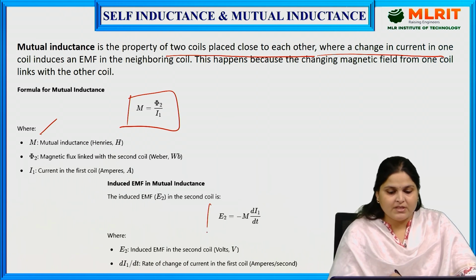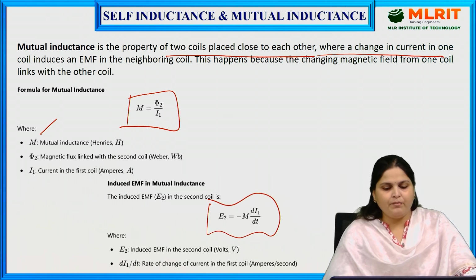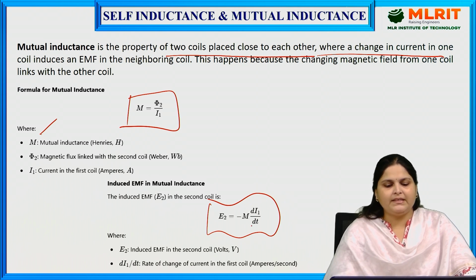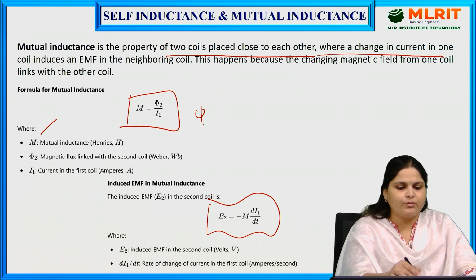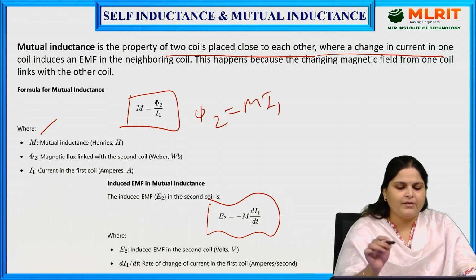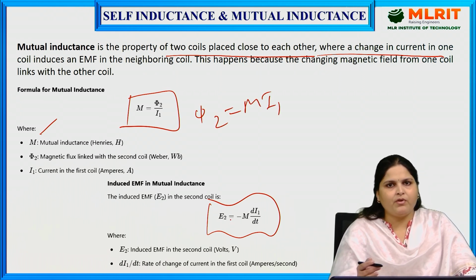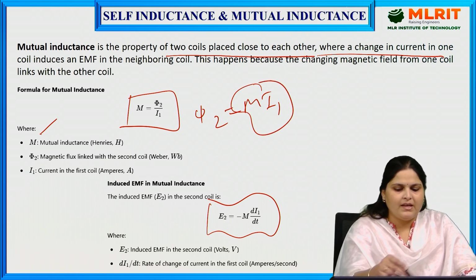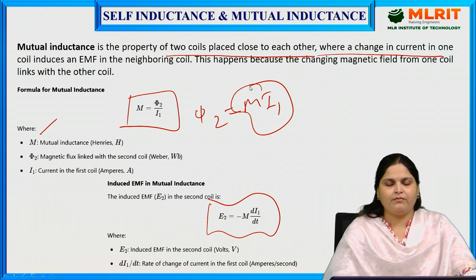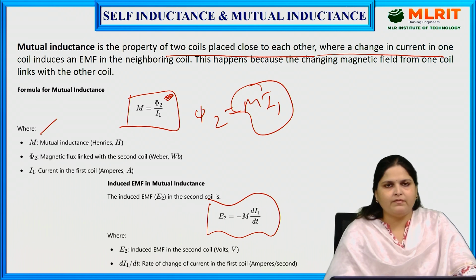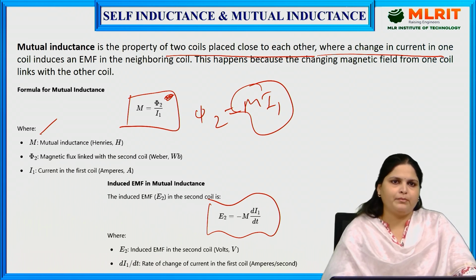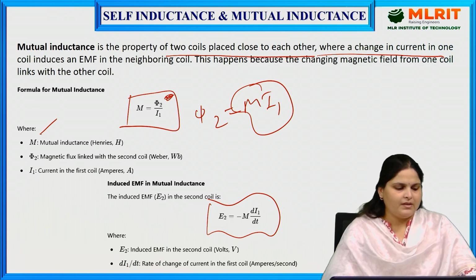And that induced EMF is given by minus M di by dt. How is it coming? Phi 2 equals M I1. So again, the induced EMF formula is the same, minus N d phi by dt, but here in place of phi, we are writing M I1. So the formula becomes E2 equals minus M di1 by dt, which is nothing but phi 2. And then if we consider, it will be the number of turns, right?